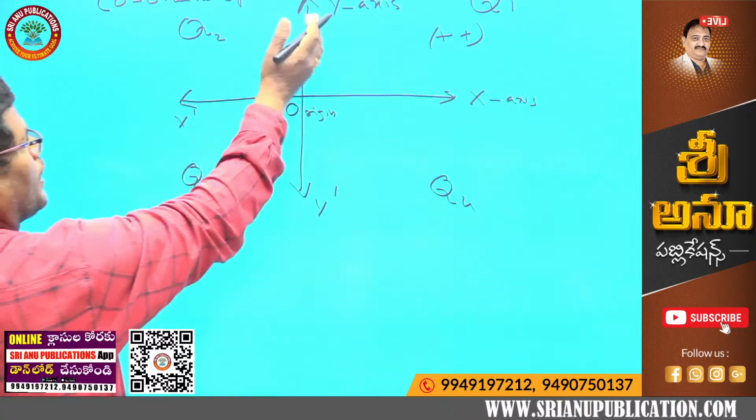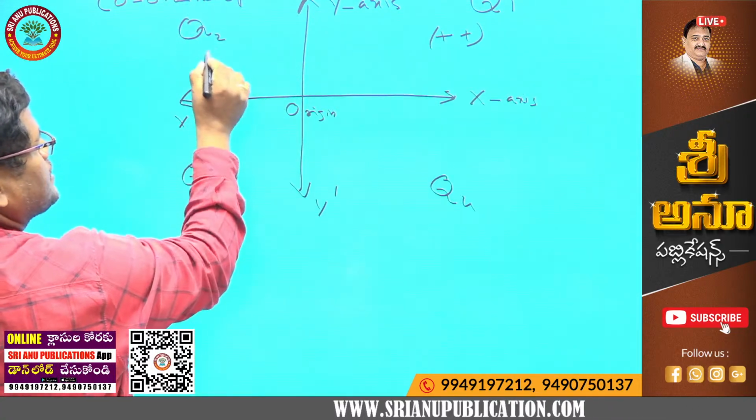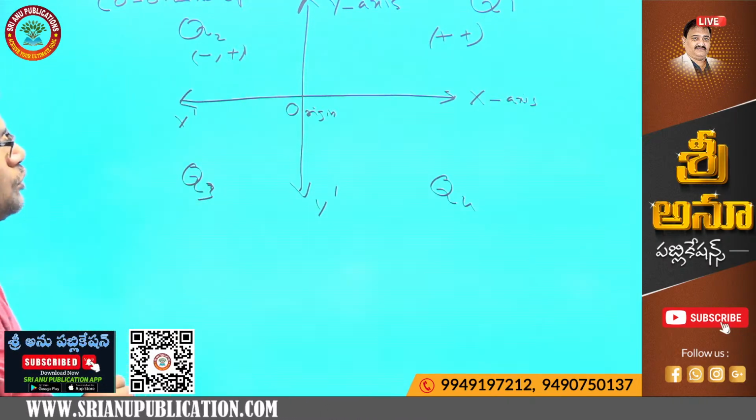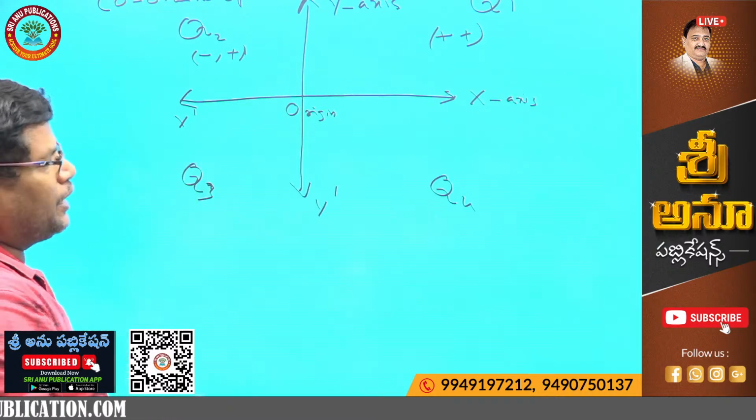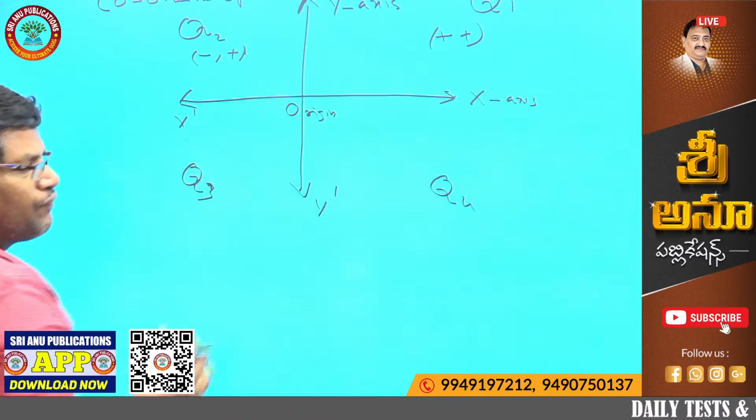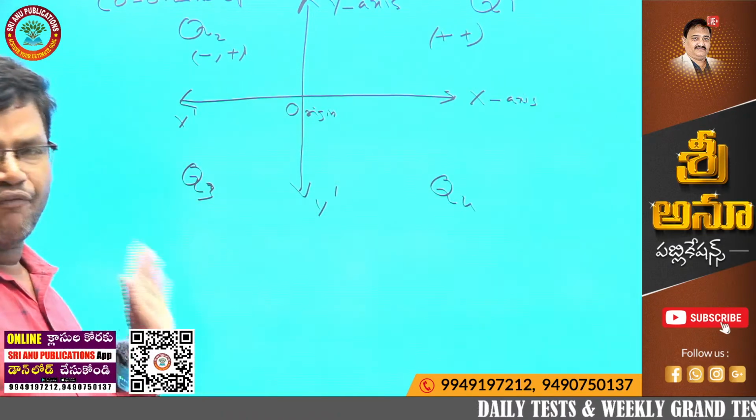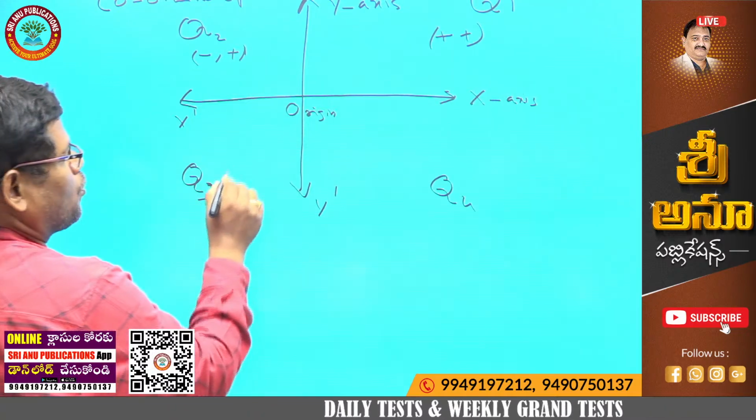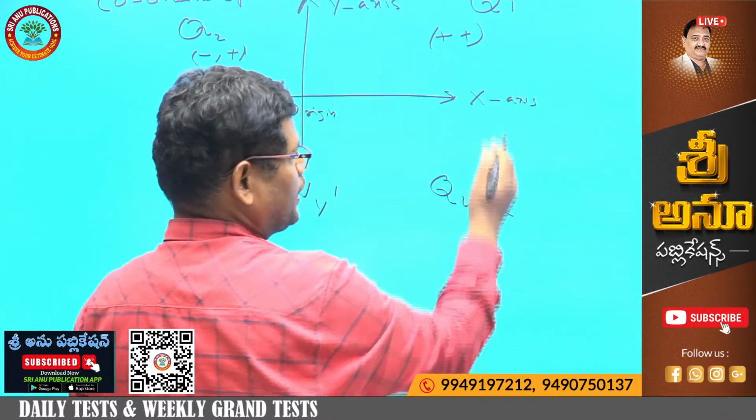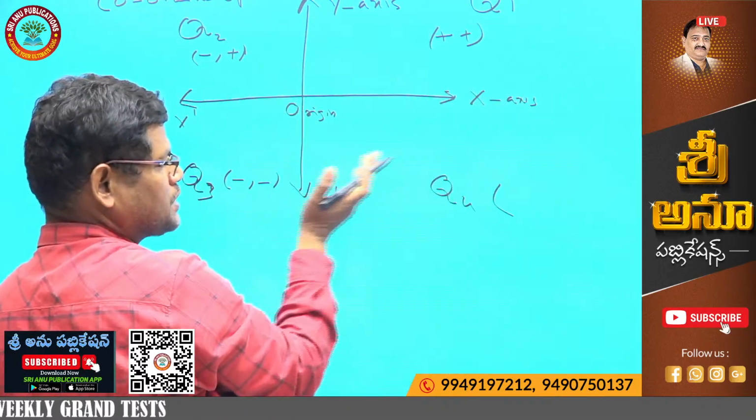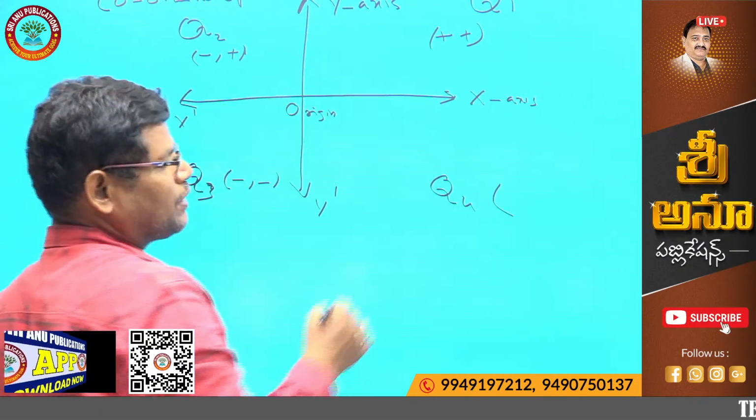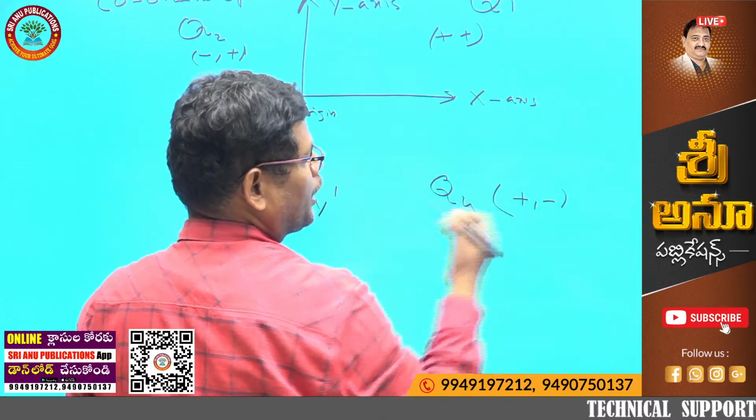And what are the points in Q2? X will be negative and y will be positive. And in quadrant 3, x and y both are negative. The region below the x-axis and left of the y-axis, means both are negative. In quadrant 4, x is positive and y is negative, that is below the x-axis and right side of the y-axis. So in this one positive and negative will be there.